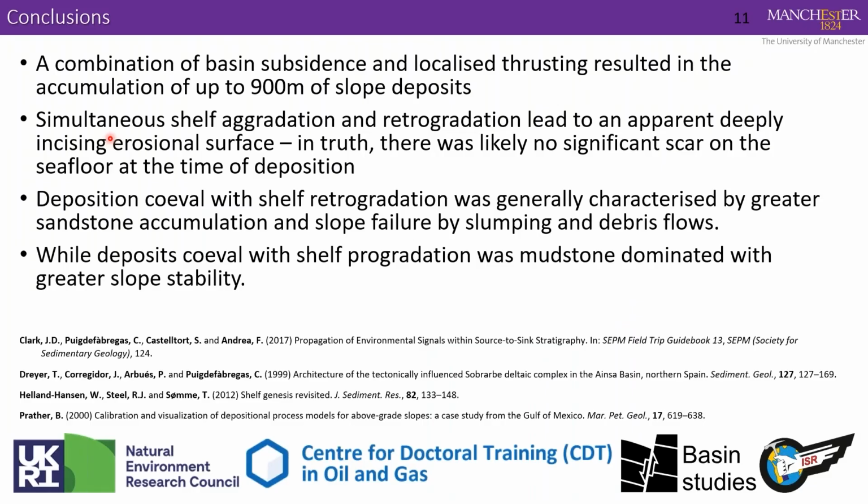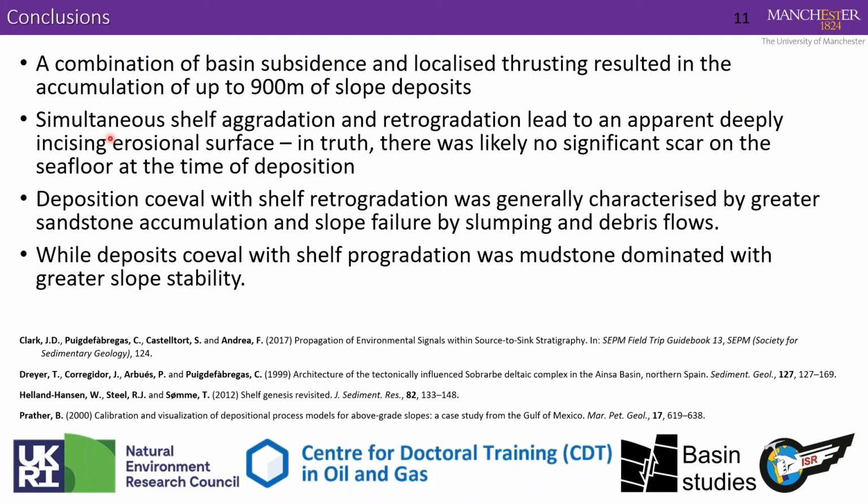So we saw that we had up to 900 meters of slope deposits in the Foradada system. And if we take that example I gave you very early on, some of us might take that bottom of the basin to the top and say, well, that must mean we had a 900 meter piece of accommodation space that was then later filled by this infill.